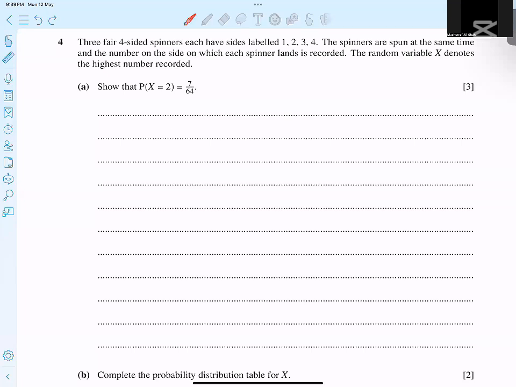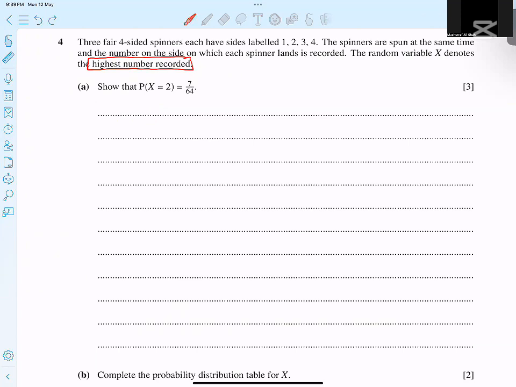Question number 4: three fair four-sided spinners. Each has sides labelled 1, 2, 3, 4. Spinners are spun at the same time, and the number of the side on which the spinner lands is recorded. Okay, X represents the highest number. This is the most important part: the highest number recorded. For example, if I get 1, 1, 1, what score do we count? We count 1. So I hope the point is very clear.